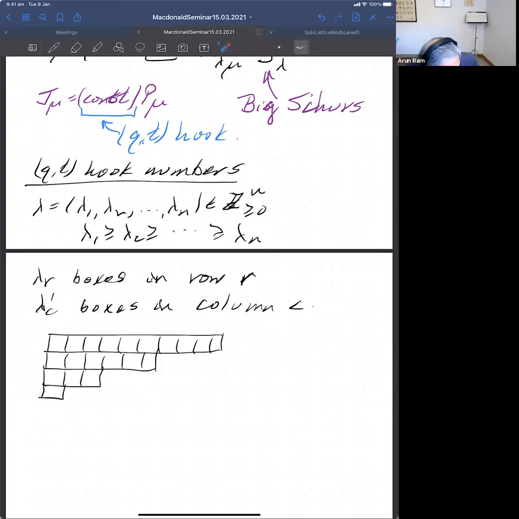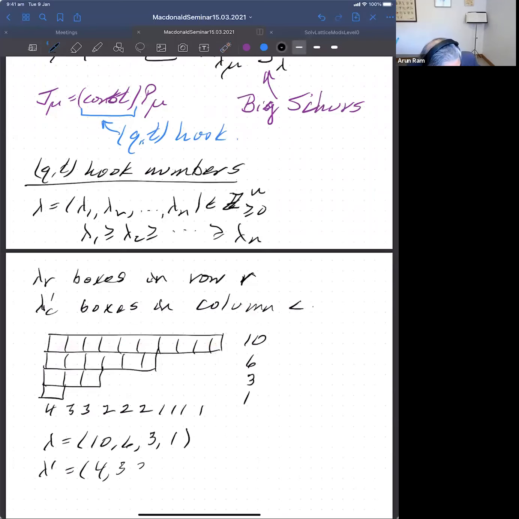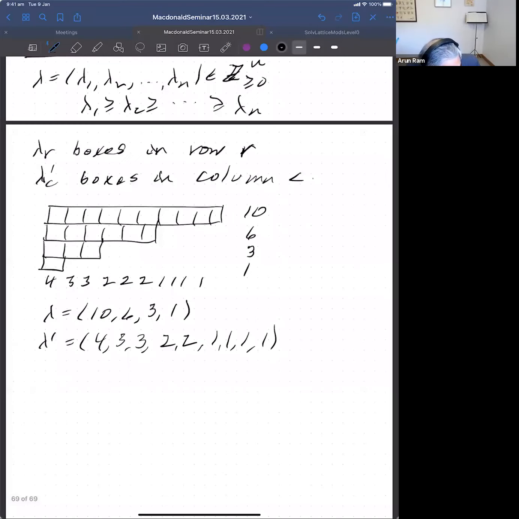So I have 1, 2, 3, 4, 5, 6, 7, 8, 9, 10 boxes in the first row. And I have 1, 2, 3, 4, 5, 6, 3, 1. So lambda itself would be 10, 6, 3, 1. And then in the columns, I have 4, 3, 3, 2, 2, 2, 1, 1, 1, 1. So lambda dash is this 4, 3, 3, 2, 2, 1, 1, 1, 1. Okay, so a box for me is then some box in this diagram. This is in row R and column C. So this is R equal 2 and column 3.